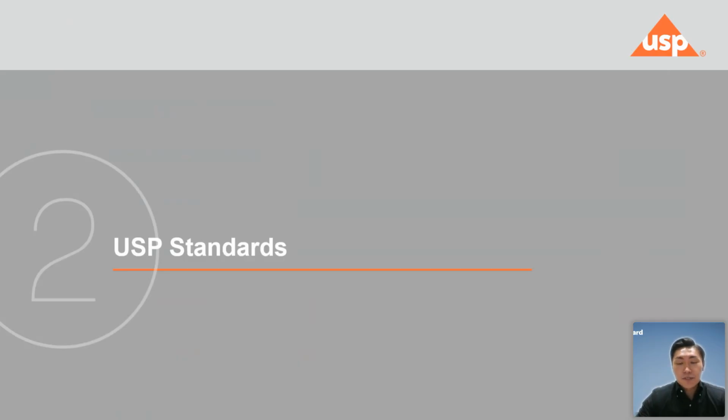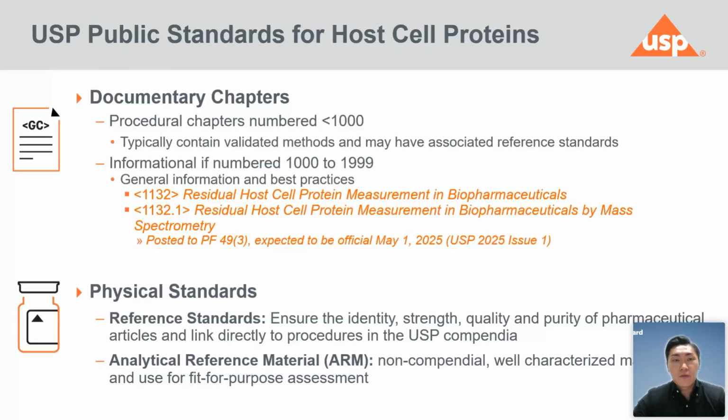So what are USP standards, for those who are not familiar with our standards? USP standards are divided into two types. One, we have documentary chapters, which are documentary standards. These are divided into procedure chapters below 1,000 and more informational chapters if they're above 1,000.